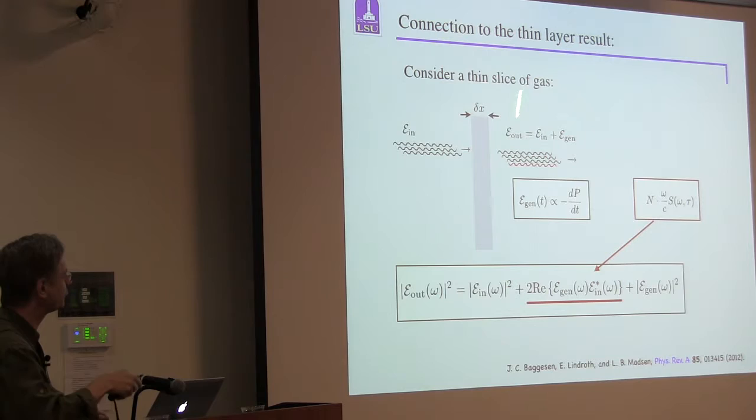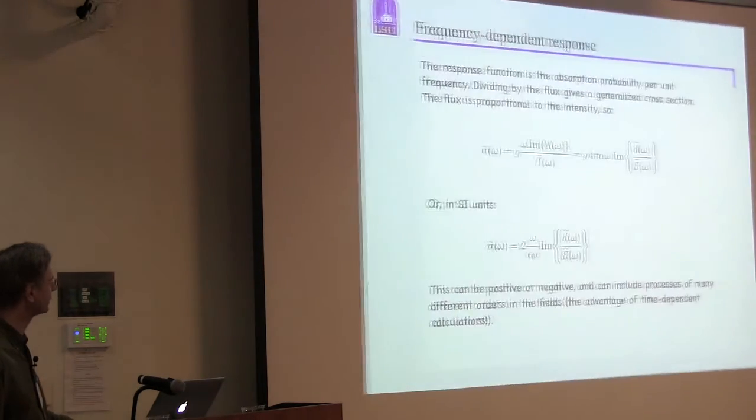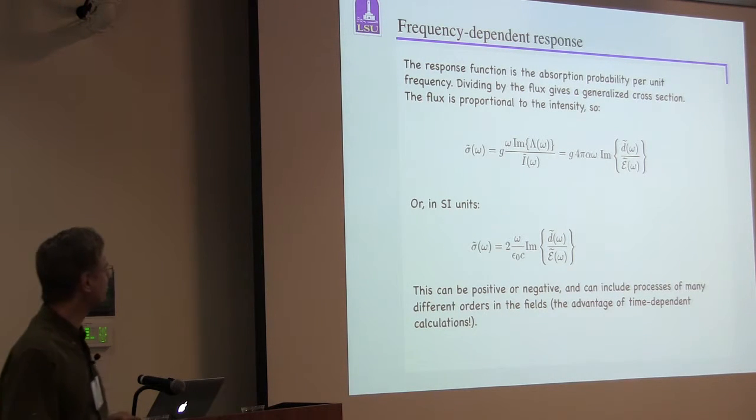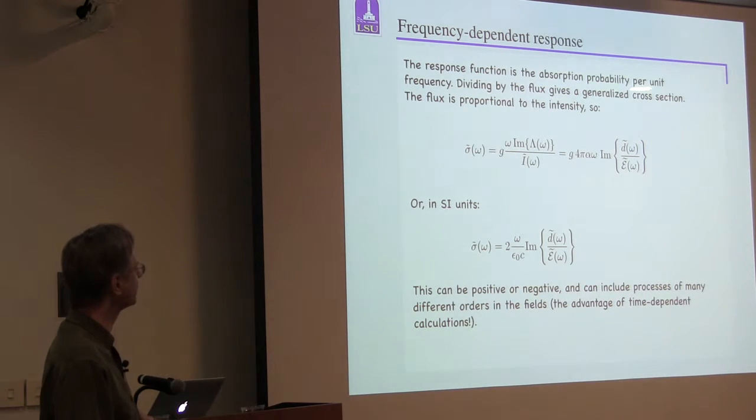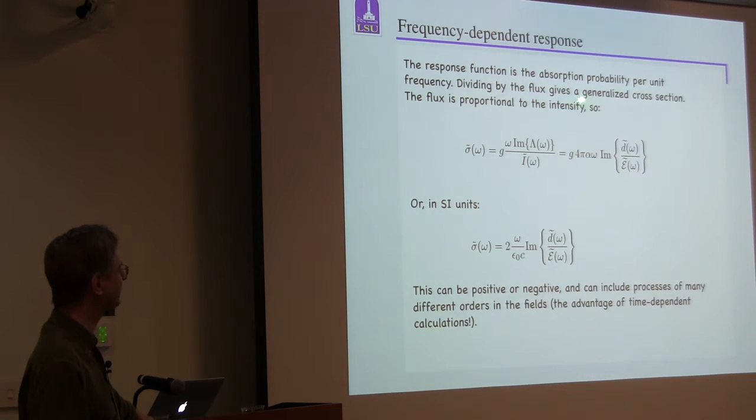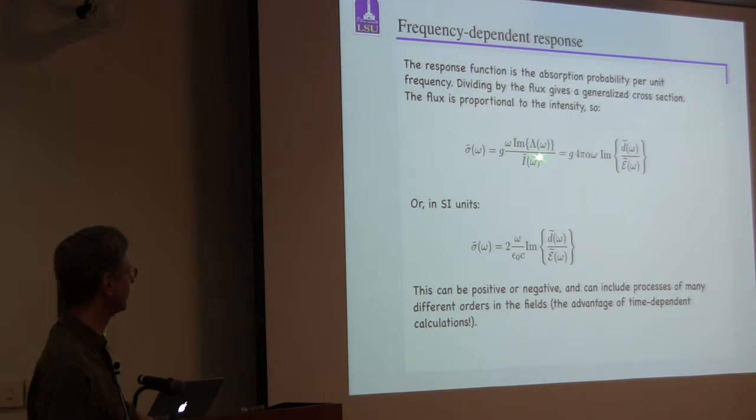And then, of course, if you want to have more layers of the gas, well, you really have to worry about solving a couple of equations. So we have this frequency-dependent response, and it's an absorption probability per unit frequency. Dividing this by the flux of the incoming radiation gives you a generalized cross-section. Now, the incoming flux is proportional to the intensity, so the generalized cross-section is going to be omega times the imaginary part of this lambda function divided by the spectral intensity that you had sent in. In other words, this is how much energy do you have per unit frequency at a frequency omega.